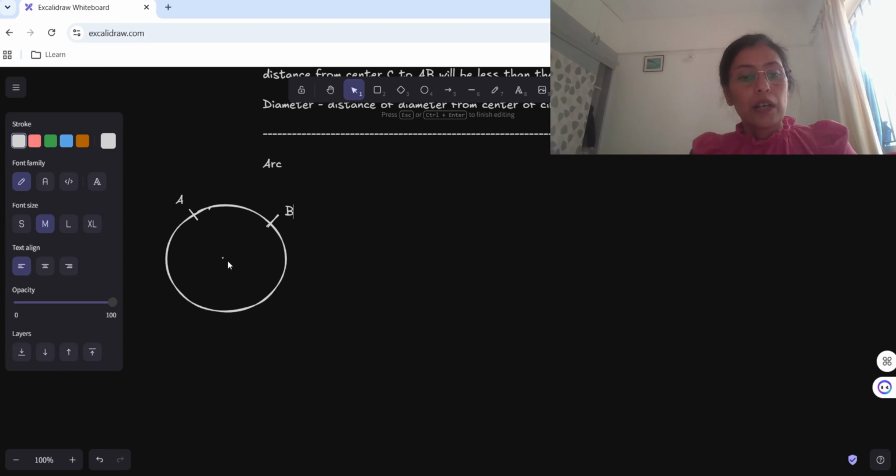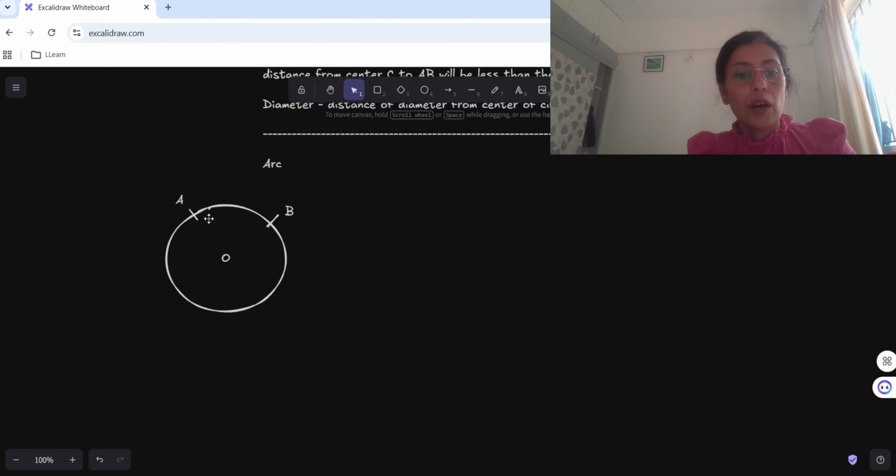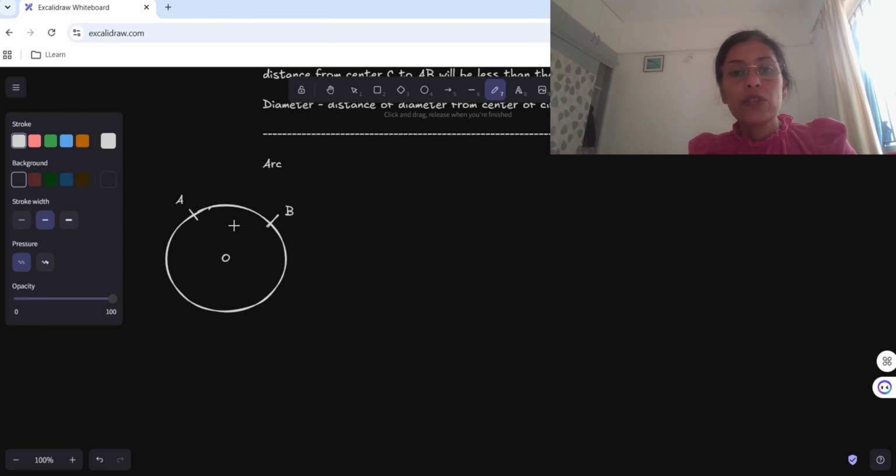Okay, and this is the center. Now, the distance from A to B. This is called the distance from A to B. In whatever way we travel, there are two ways of traveling from A to B. One is when I'm going from A to B this way, and another one is when I'm going from A to B this way, right?